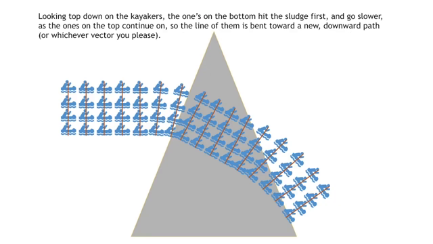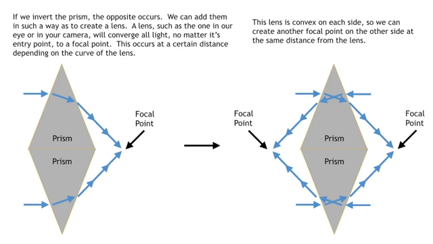So looking down on the kayakers, the ones on the bottom hit the sludge first and go slower as the ones on the top continue on like we talked about, so the line of them is bent toward a new downward path, or whichever vector you please. Left to right, so on and so forth. Looking top down, looking side on, either way. If we invert the prism, the opposite occurs. In other words, we're just flipping the prism upside down.